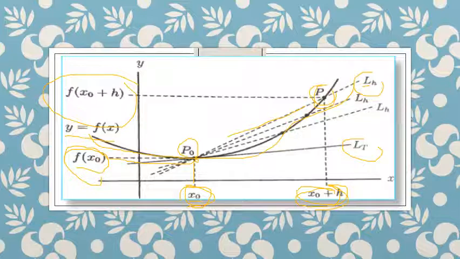Since the limiting position of L sub h, or the second line, is the tangent line or L sub t, which is the line tangent to the curve at point P sub O, it follows that f prime of x sub O is the slope of the tangent line to the curve at point P sub O. So let's have a formal definition of the second line and the tangent, the normal line or the second line.